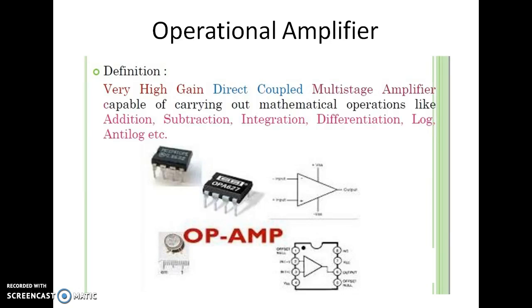The input terminal marked with the negative sign is called the inverting terminal. If we connect the input signal to this terminal, then the amplified output signal is 180 degrees out of phase with the input signal. And the input terminal labeled with a positive sign is called the non-inverting terminal. If we connect the input signal to this terminal, then the amplified output signal is in phase with the input signal. So that we call the non-inverting input terminal.